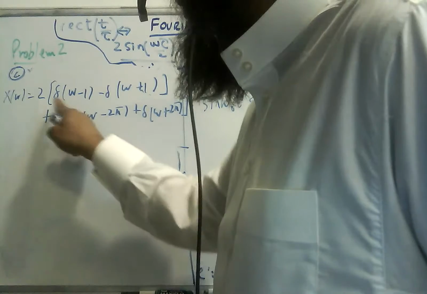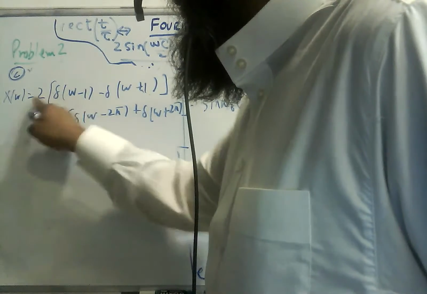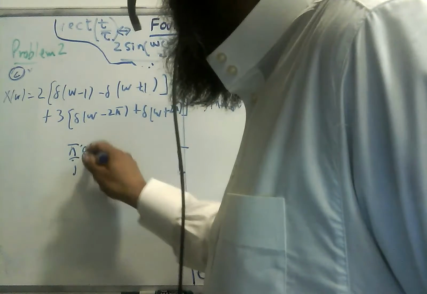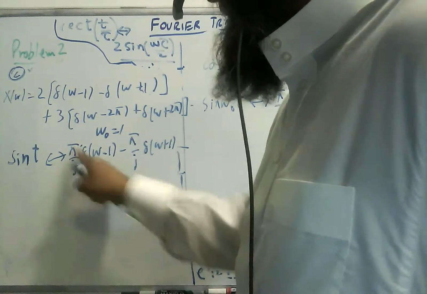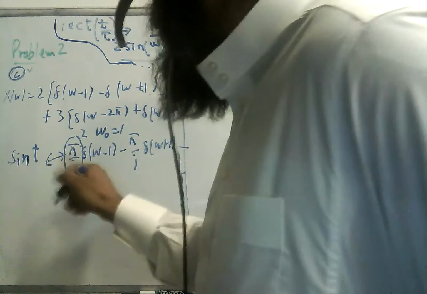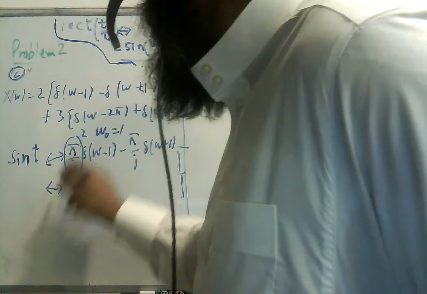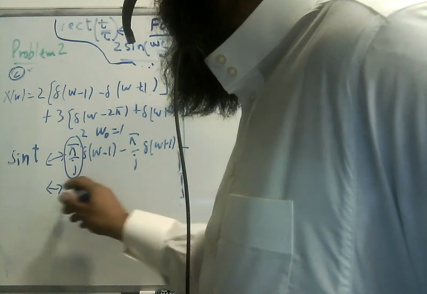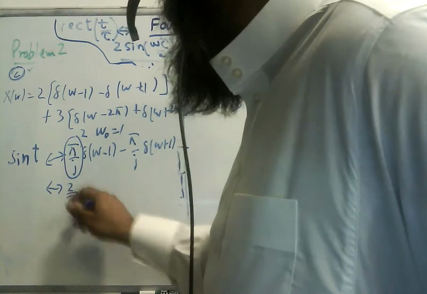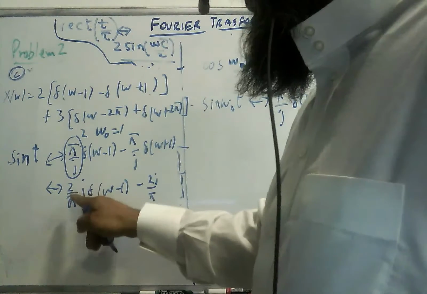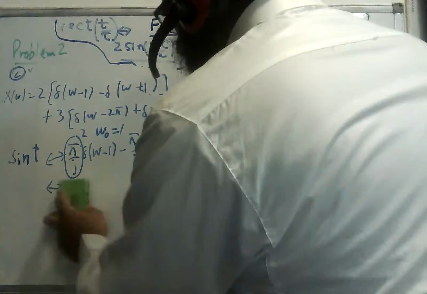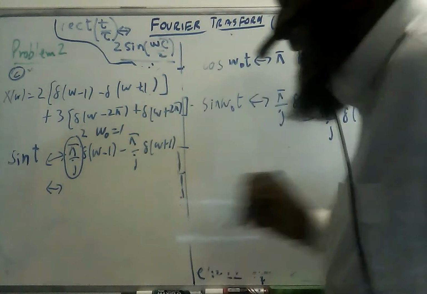First of all, I can write it without the 2. So I know that pi over j delta omega minus 1 if I have 2 here. So I need to replace this by 2. What I do is I multiply and divide this by pi and divide it by j. So let us just do it again. I multiply and divide by pi over j.